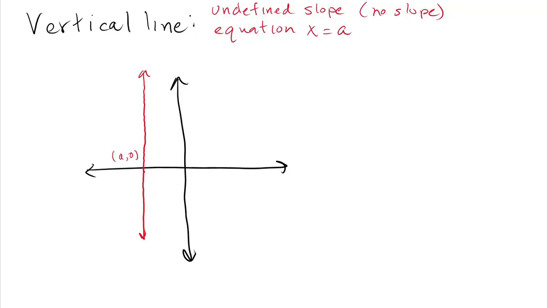As such, you can't use the slope in any way to come up with the equation. You just have to be familiar with the idea that in a vertical line, all of the x-coordinates are the same. The y-coordinates can be anything, but the x-coordinate remains exactly the same. In this example, we've called the x-coordinate a, and so the equation would be x equals a.